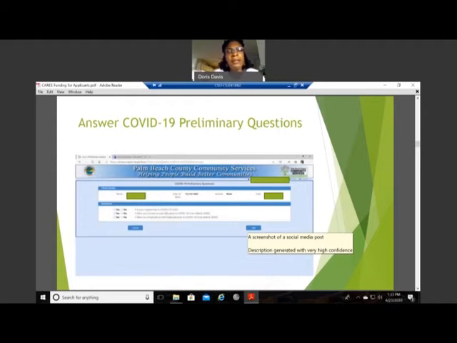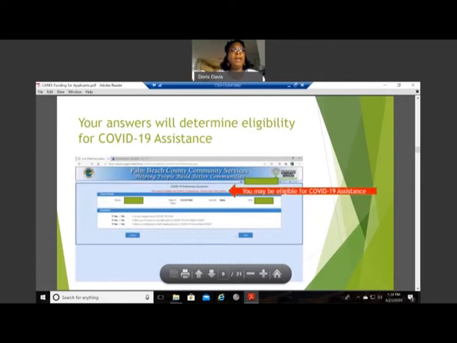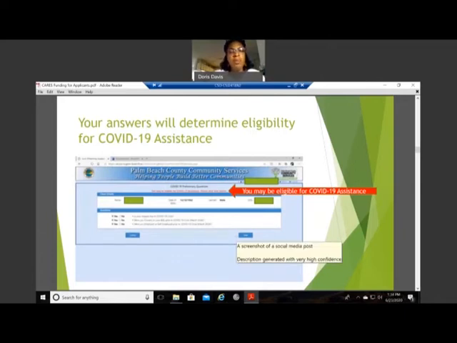So COVID-19 applications have to ask a number of preliminary questions. Once you answer those questions, you need to answer yes or no. You can click next. Your answers will determine eligibility for COVID-19 assistance.